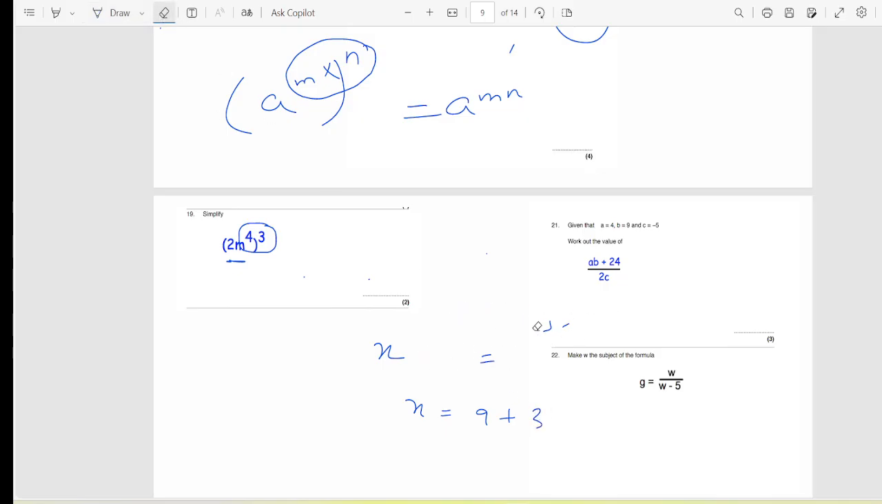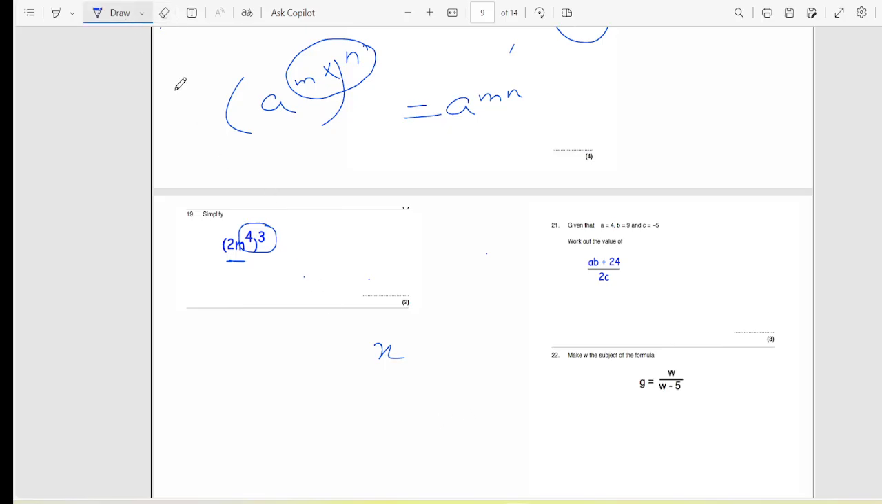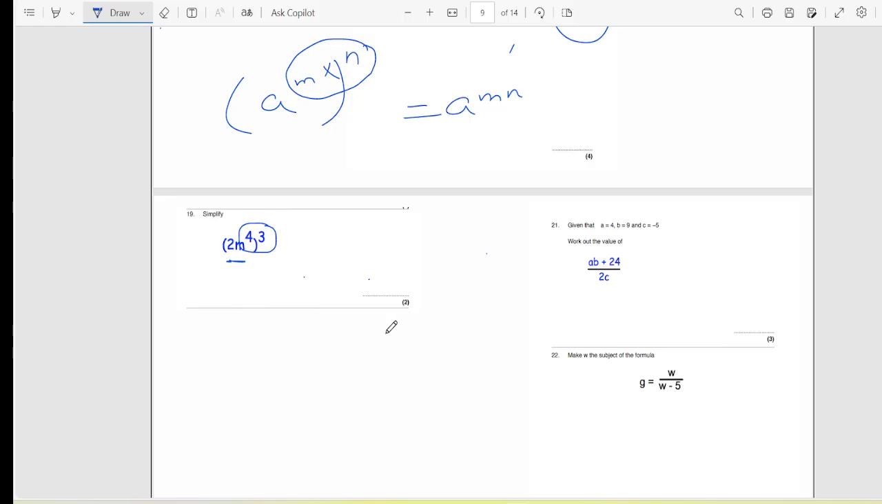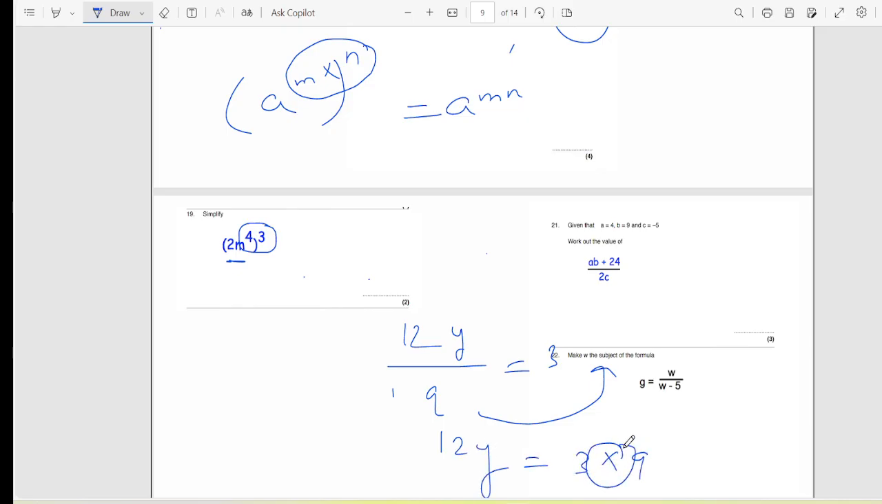Similarly, suppose this side I have 9x, which is in multiplication, and this side I have 12. If I move this number to the other side, because this is in multiplication, the opposite of multiplication is division, so it will come to this side and divide. The same way, if there is a number which is in division, the opposite of division is multiplication. Suppose 12y over 9 is equal to 3. This 9 is in division. If I move it to the other side, this will become 3 times 9, so here it is in multiplication.